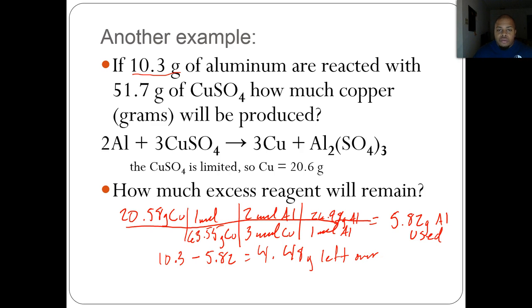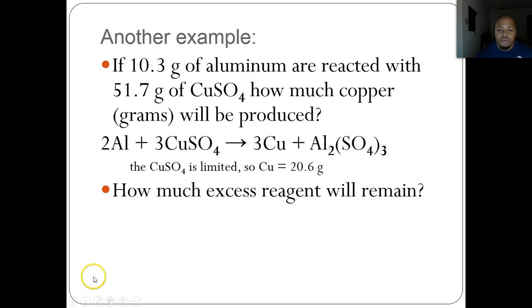Now, note, I didn't have to recalculate too many things. All it was taking the same information that I had in the previous steps and now moving them and sort of rearranging them to find out how much of my excess reactant was going to be used. Now, take a moment. Let me clear the slide for you again. If you need to pause it here, go ahead and do so.